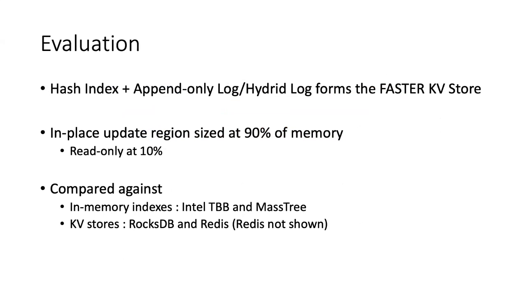To evaluate it, there's an evaluation with the index and the append only log later, but the default is the hybrid log, the thing they introduce. And in the evaluations, they size this in-place update region at 90% of the log in memory and the read-only region at 10%. They compare against in-memory indexes, Intel TBB and Masstree, and they compare against RocksDB and Redis, but Redis is only mentioned once, so I won't show it here.